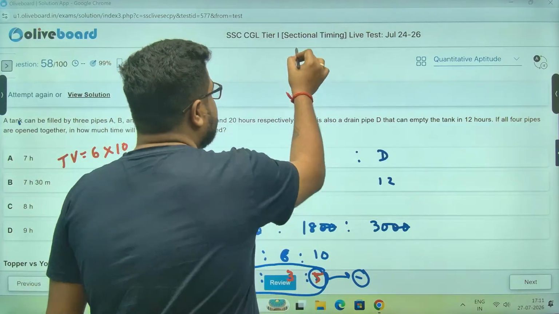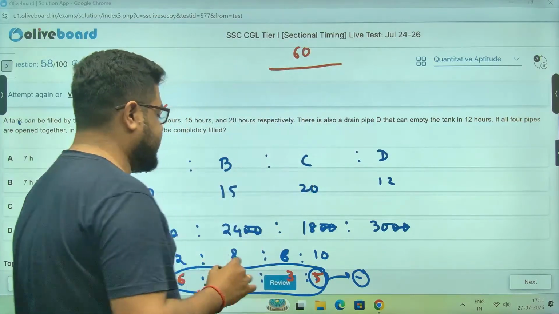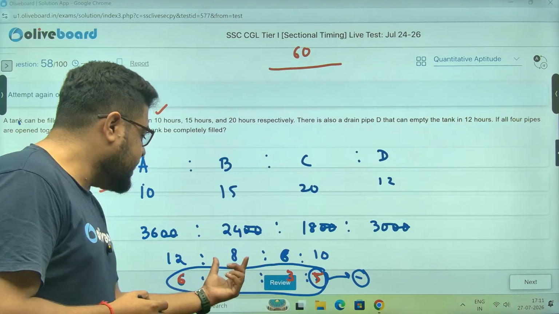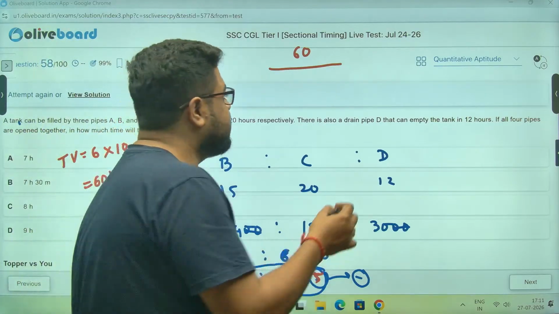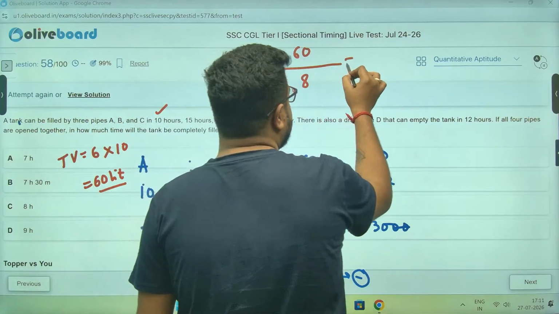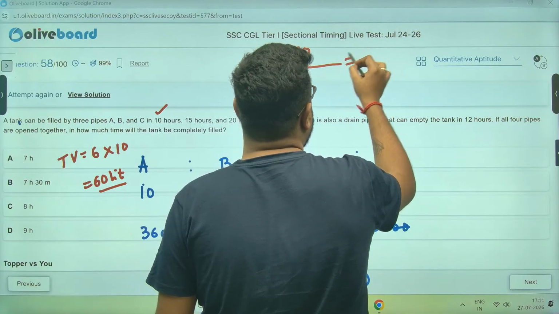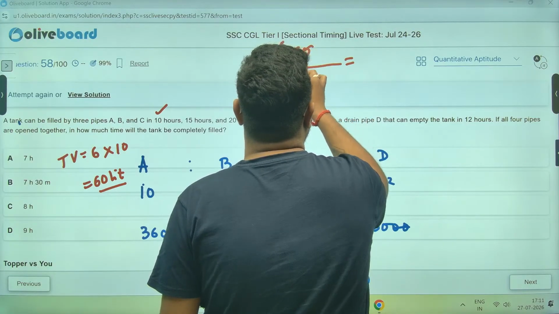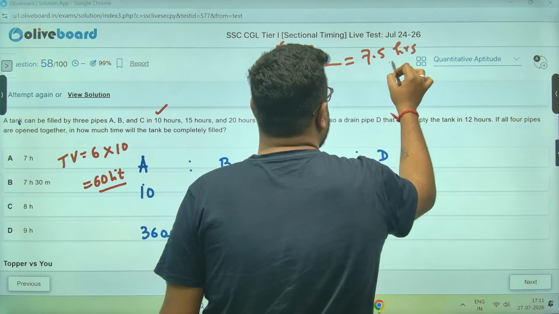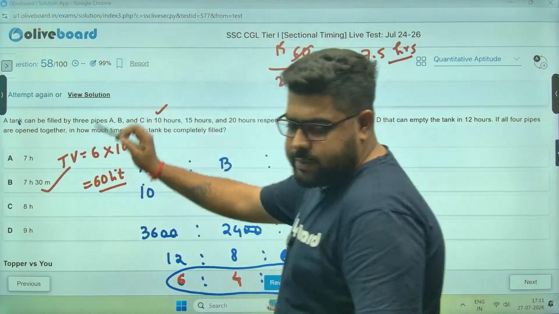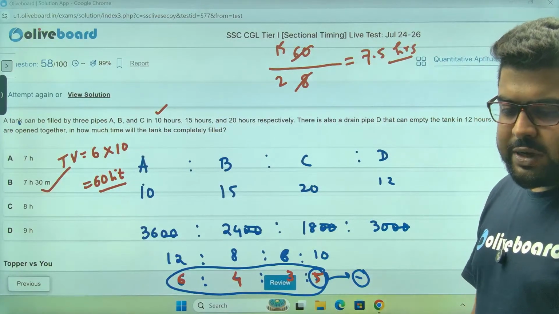Now, who will fill the total volume? All 4 together. These 3 together, 6 plus 4 plus 3, is 13. But again, 5 is minus. So 13 minus 5 is 8. Right? So this will be 15 by 2, sir, 7.5 hours, meaning 7 hours 30 minutes. Option B is your correct answer.